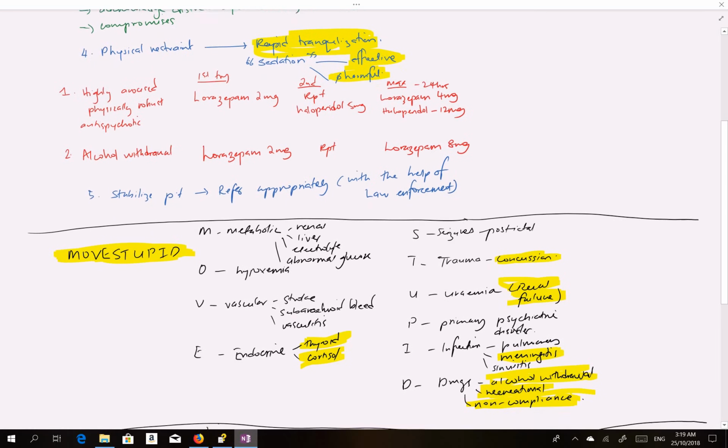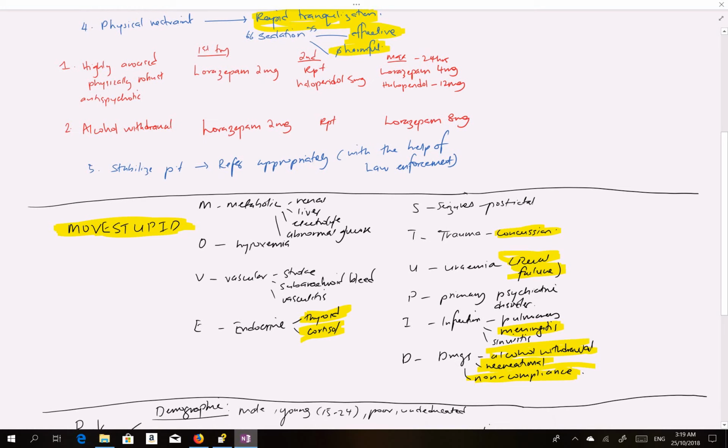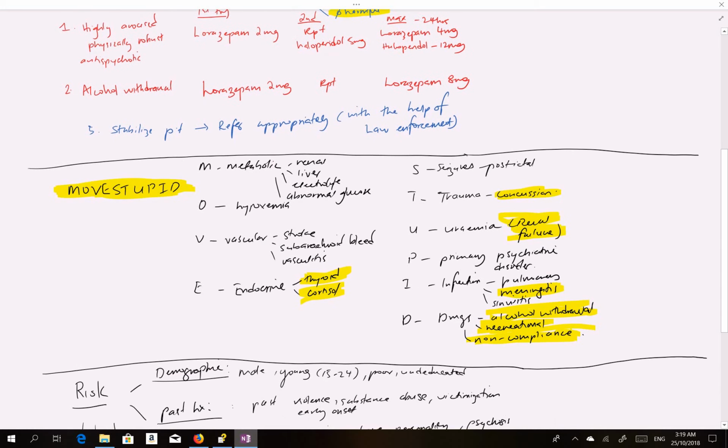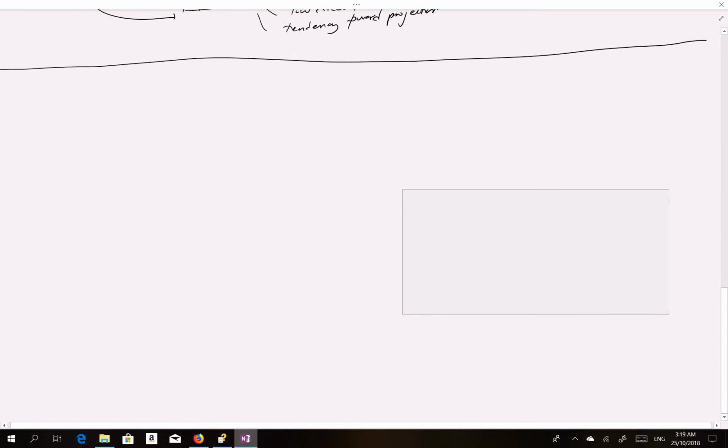Finally, this is to assess the risk, and I think this was also mentioned by Tony.